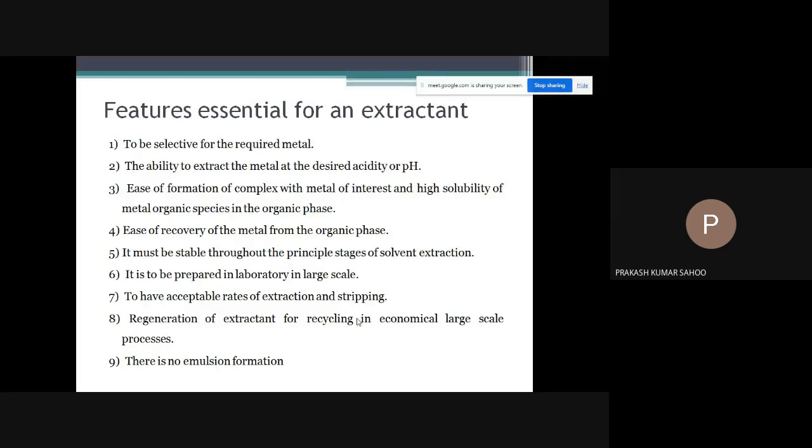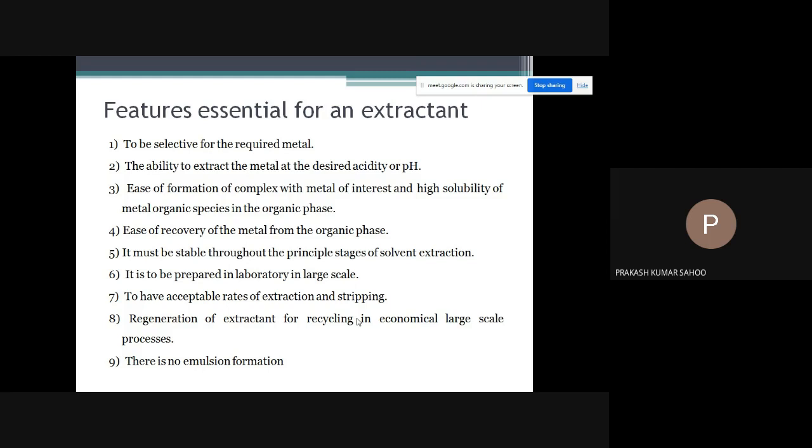Then what are the features of the extractants, which are foreign substances added to the solvent? The extractants must be selective for the required metals. For every metal, the extractant is very much selective, with the ability to extract the metal. Just take one screenshot of this slide from your examination point of view.